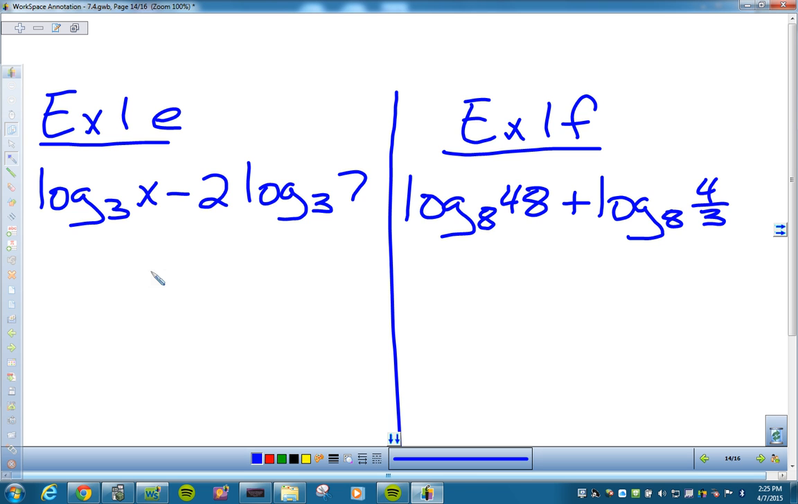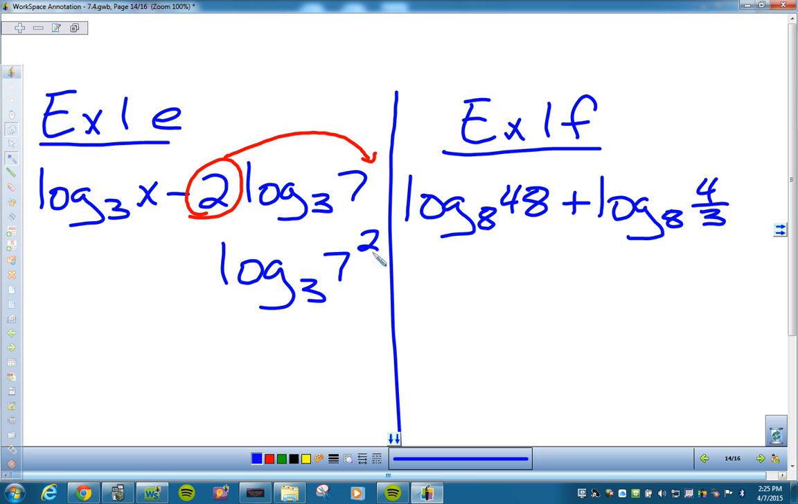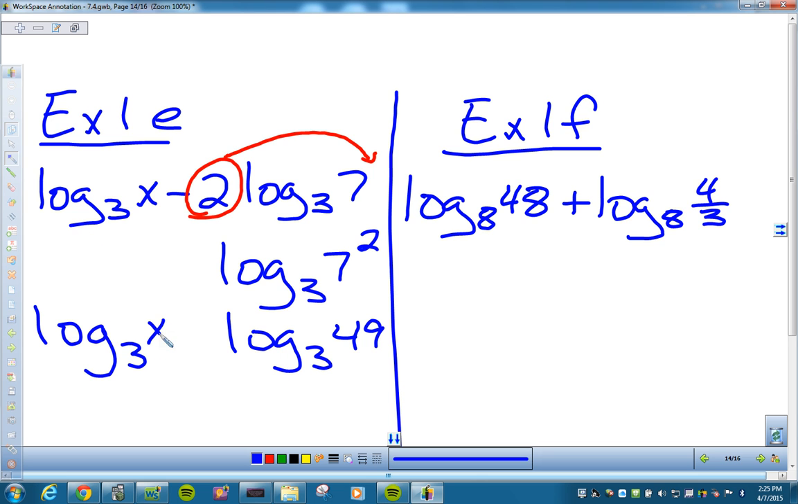Okay, so first thing we can do is take this 2 and make it an exponent on the 7. So that's going to become log base 3 of what? 49. So log base 3 of 7 squared, which is log base 3 of 49. So I started with this one because there's nothing to do with this one, so now I'm just going to bring it down, write it next to it.